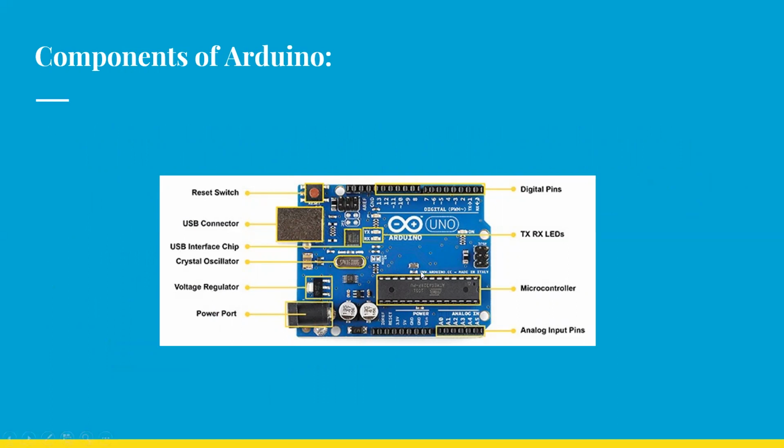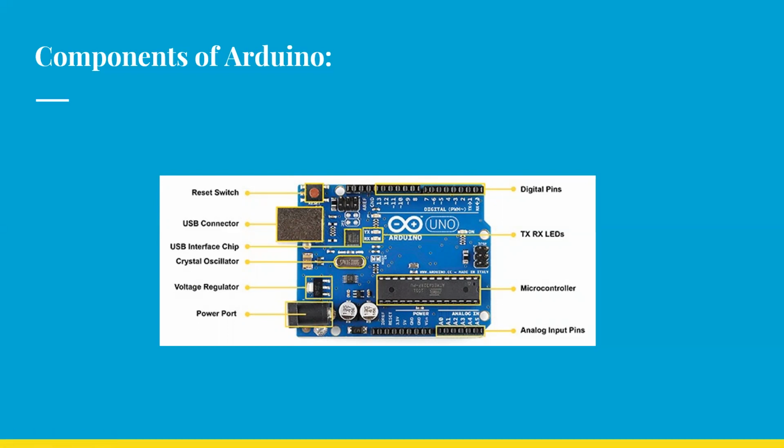Next, microcontroller. It is the most important part, which has a black rectangular chip with 28 pins. The microcontroller used on the Uno board is the ATmega328 by Atmel.